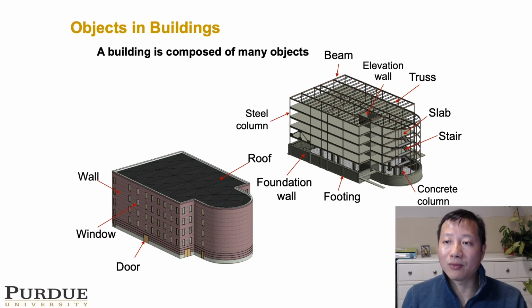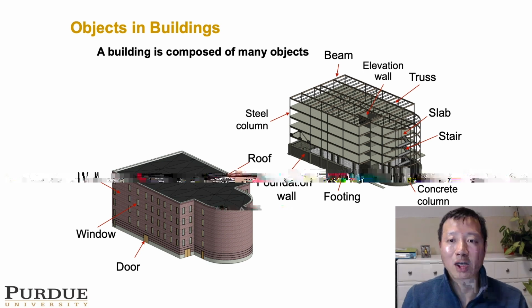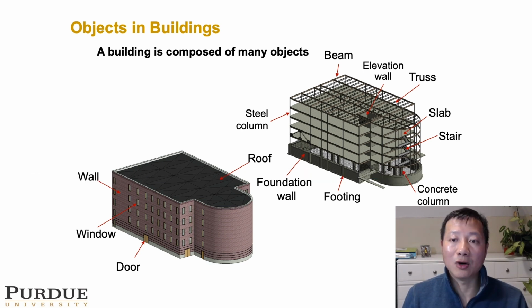Now to the right, it's the structural elements. You shall be able to tell we have beams, we have elevation wall, we have truss, we have slabs, we have stairs, concrete columns, footing, foundation wall, and a steel column. So as you can see, we have a lot of objects or components in a single building. Apparently, this list is not complete. Many of the elements that we are not showing here all become part of the building.